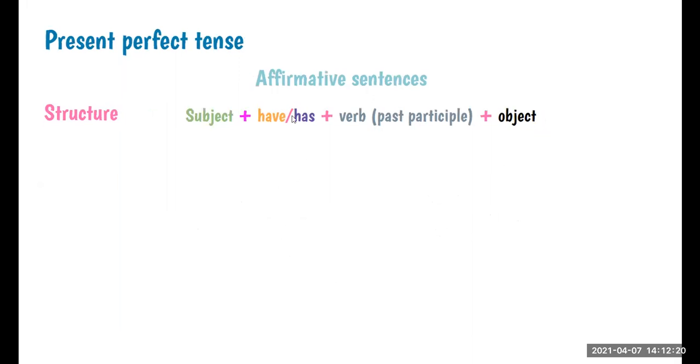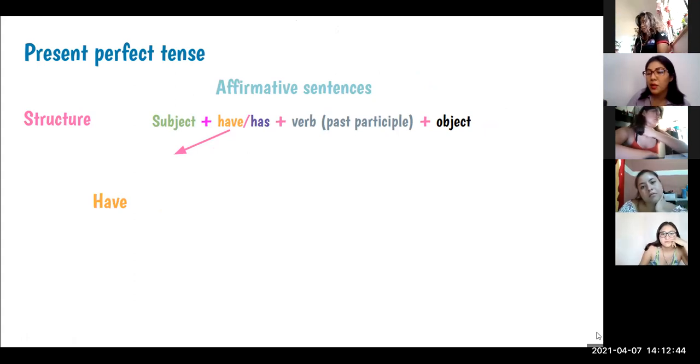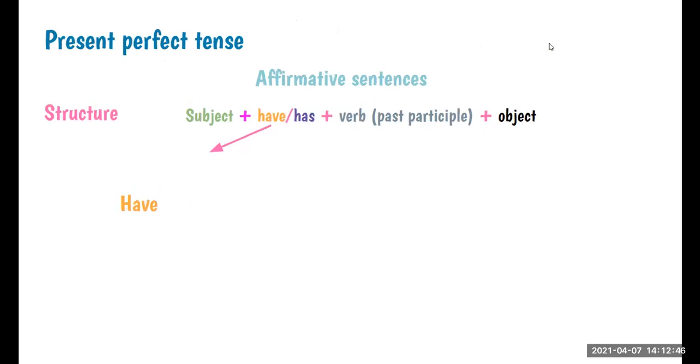So I want you to tell me, when do you think we need to use have? When do we use have? And when do we use has? We're going to start with have. ¿Cuándo piensan que debemos utilizar have? Any ideas? ¿Cuándo podemos utilizar have y cuándo has? I, you. Okay, we. I and you. We and they, right? So when we have I, you, we, or they as the subject of the sentence, we need to use have.